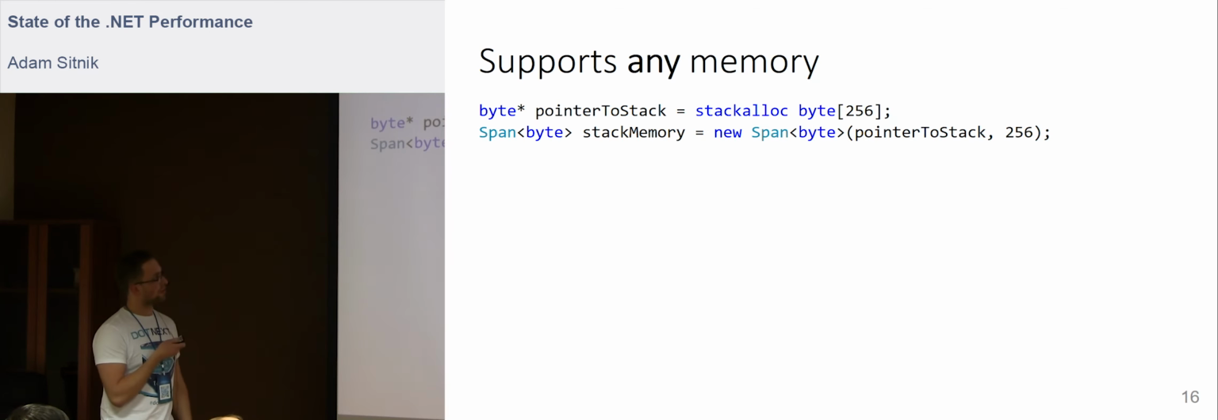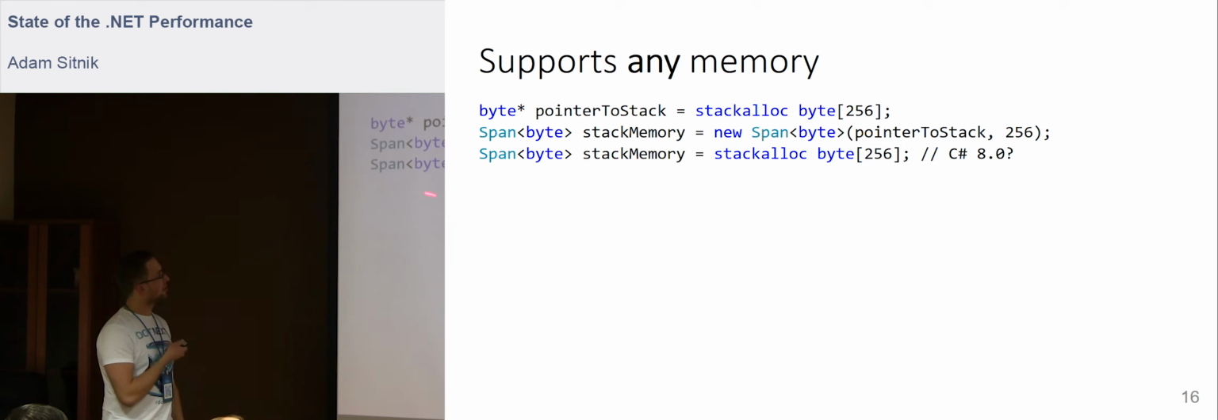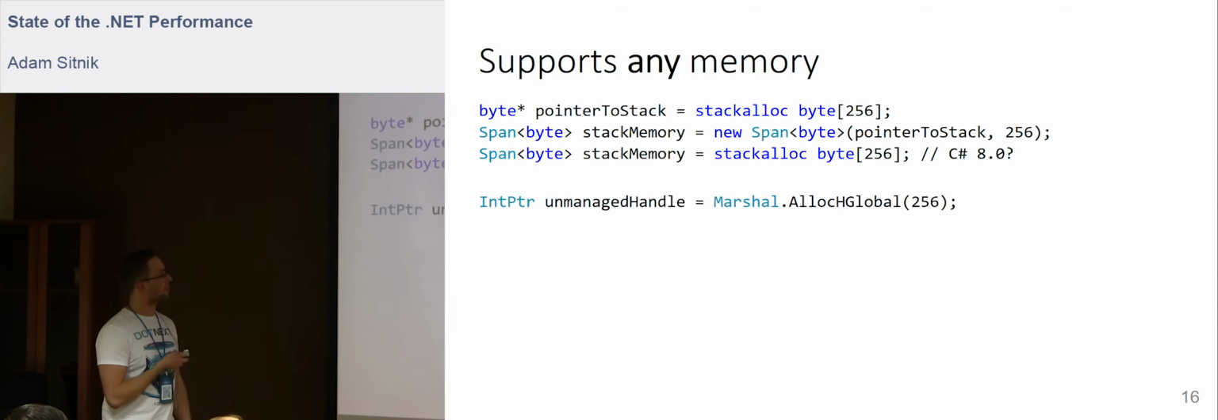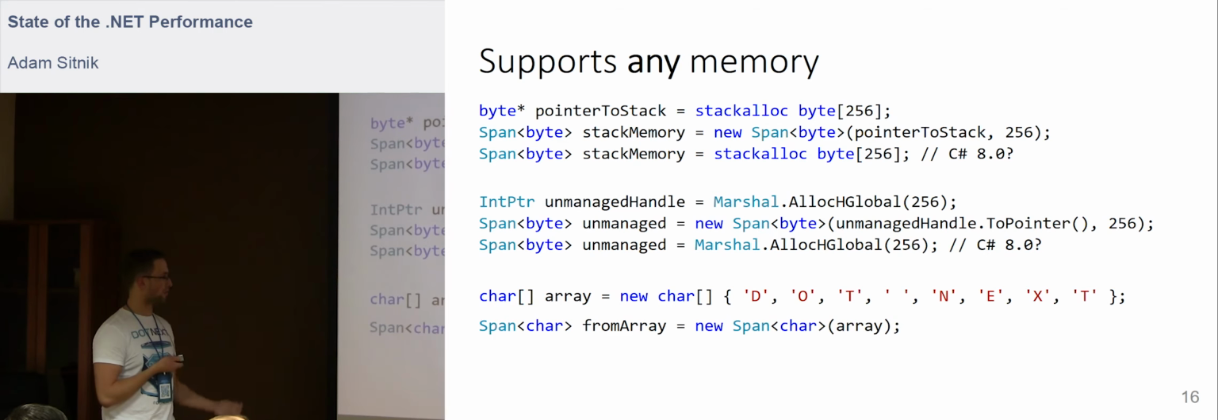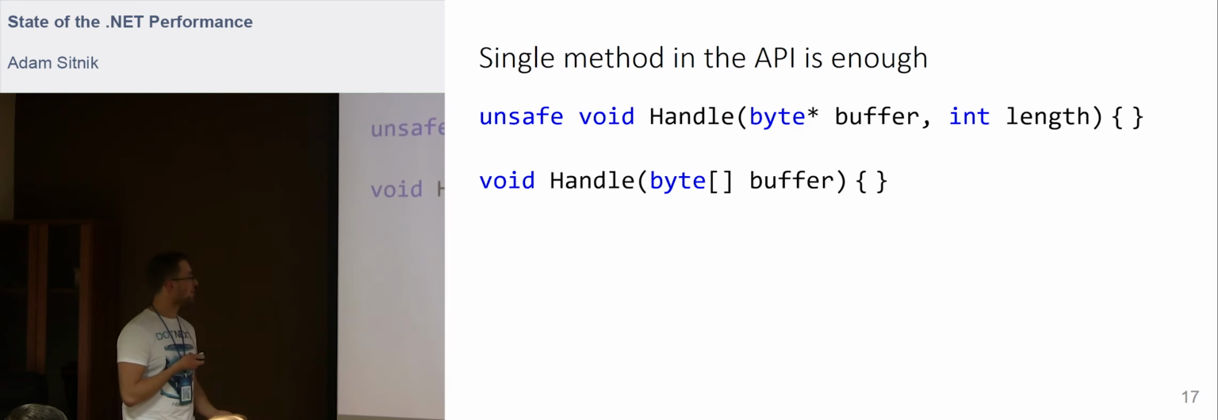In the next version of C#, most probably C# 7.2, you will be able to directly assign the result of stackalloc to Span, without going unsafe. The same is for Marshal. So you got managed type and memory safe type here. And of course this is also possible for the arrays.